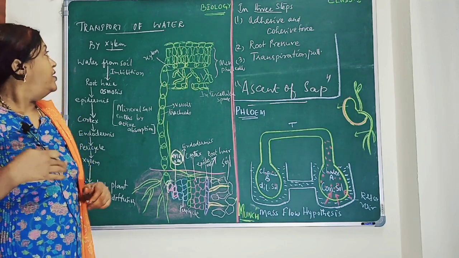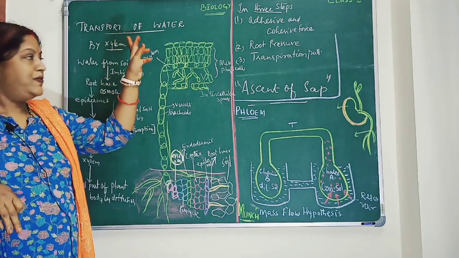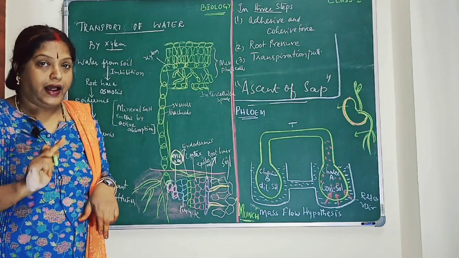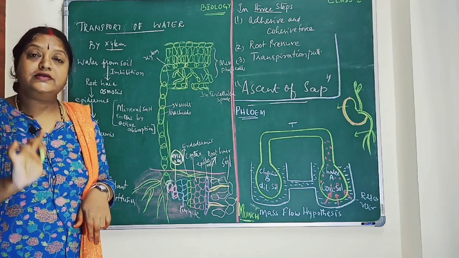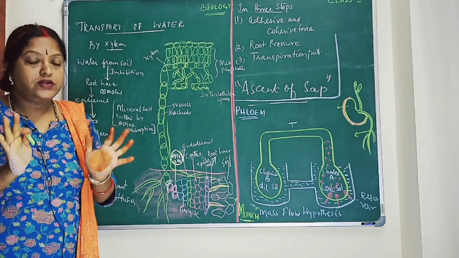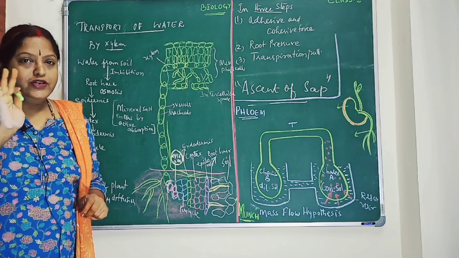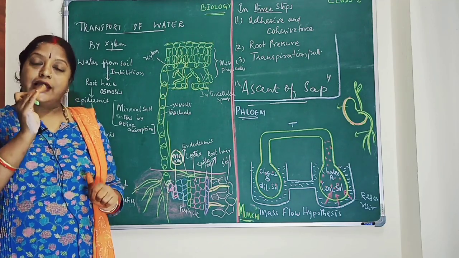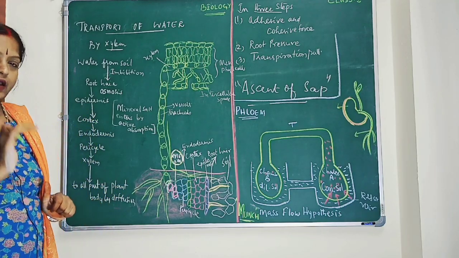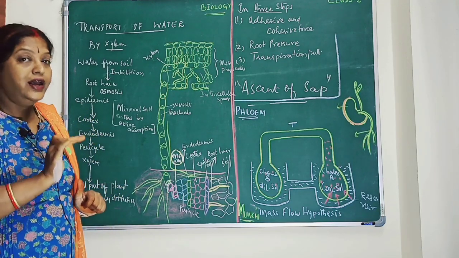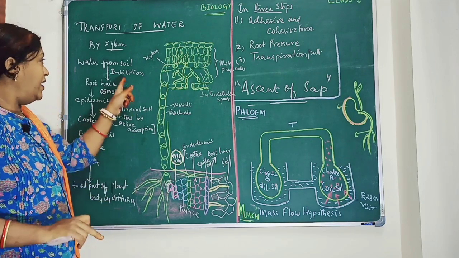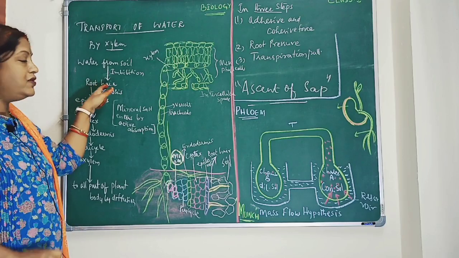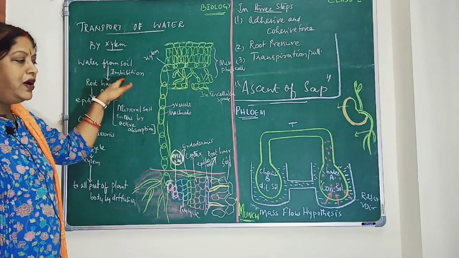Transport of water takes place with the help of xylem. When you water the plant, the salt present in the soil dissolves and becomes dilute salt solution. Then this water is absorbed by the cells of the root hairs by the process called imbibition. So water from the soil enters into the root by the process called imbibition.